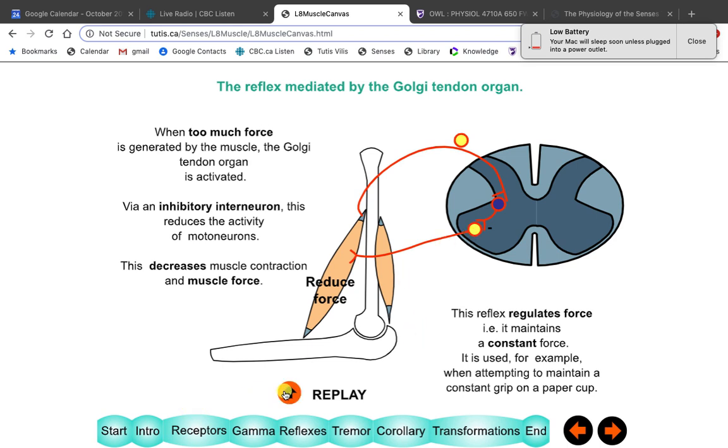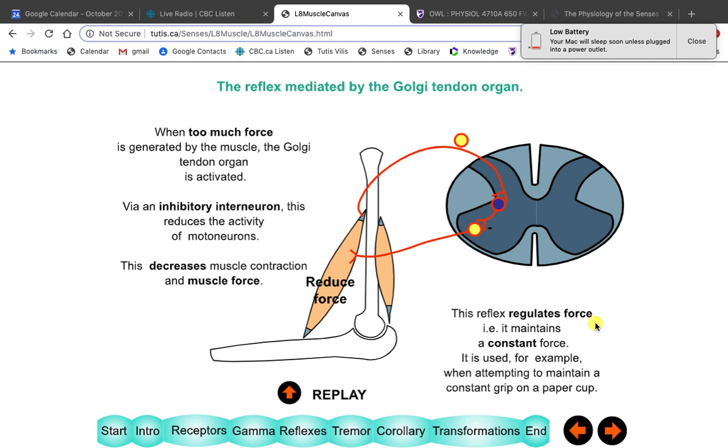So what happens here? We, for some reason, get lots of activity in the muscle. That activates the GTO, Golgi tendon organ. That activates this inhibitory neuron. And that in turn reduces the activity that's going to the muscle, and the muscle force gets back to normal. So this circuit regulates force. It tries to keep force constant.